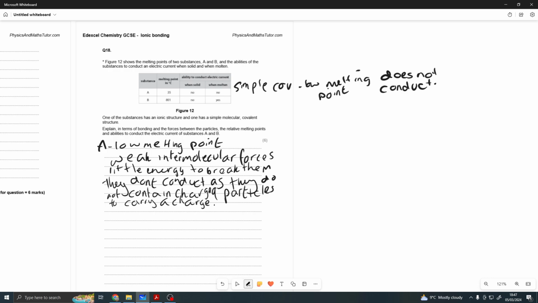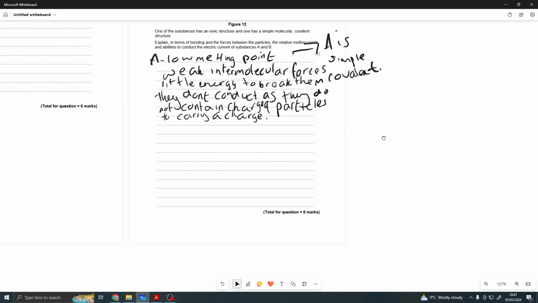So A is, therefore, let's just clarify again, A is simple covalent. That's what it is. Now, let's very quickly, before we go, because while we seem to have finished, we actually haven't done half of it. B has a high melting point. So B is ionic.